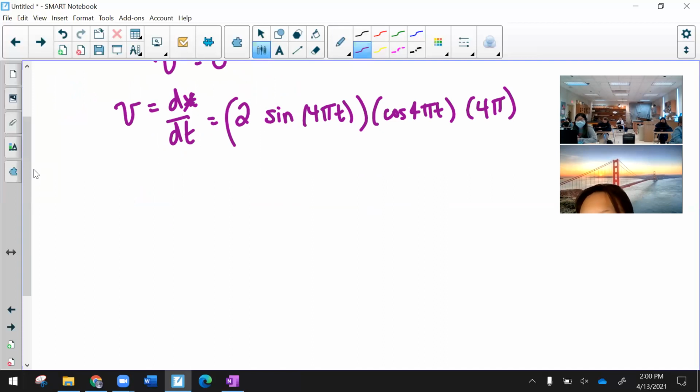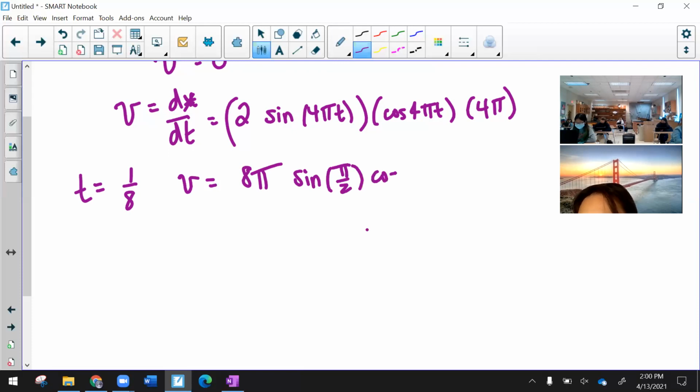And then, you could play with this, you could make it look pretty, but the bottom line is you just want to know what the value is at 4 different places. So you're just going to substitute each of those in. You put in t equals 1/8. V is going to give you 8 pi, which I really don't care about, times the sine of pi over 2 times the cosine of pi over 2. And I know that the cosine of pi over 2 is 0. I don't care about the rest of it.